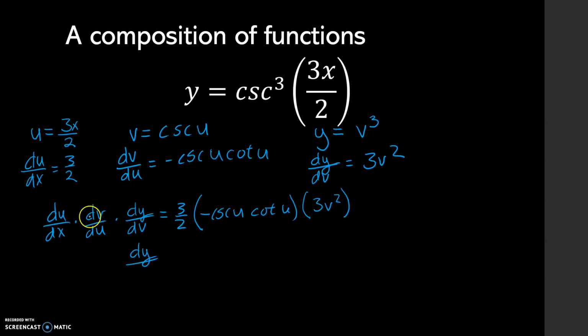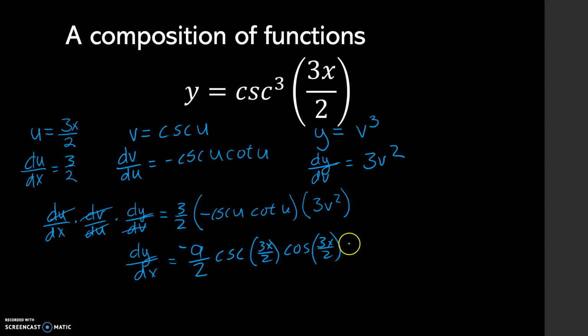So dy over dx is, let's multiply all the constants together. 3 halves times 3 is 9 halves. Bring the negative out front so we don't forget about it. Cosecant of u, and u is 3x over 2. Cotangent of u, and u is 3x over 2. Times, oh, not 3, I already took care of the 3. V squared, and v is cosecant.